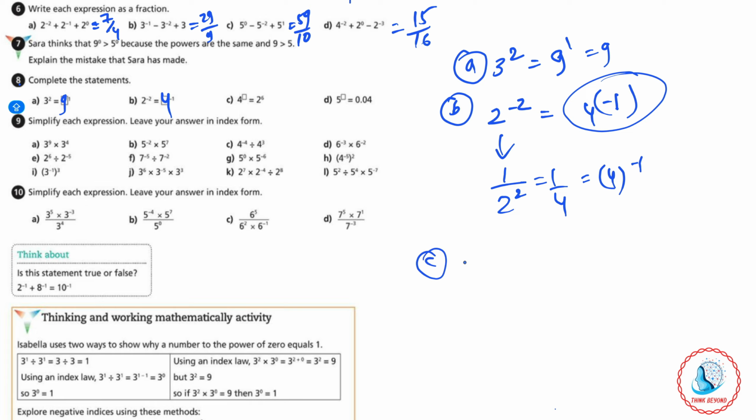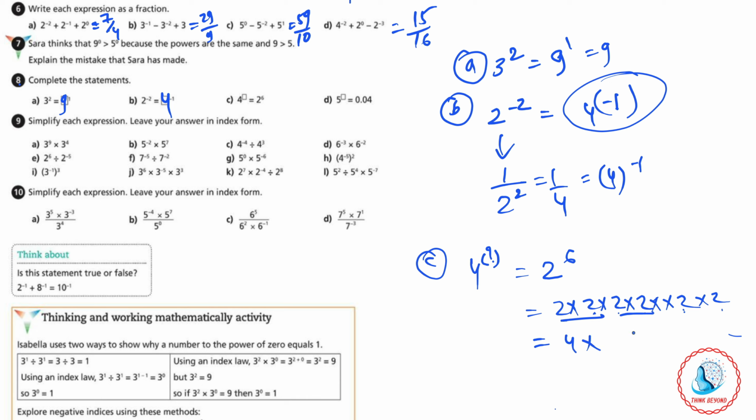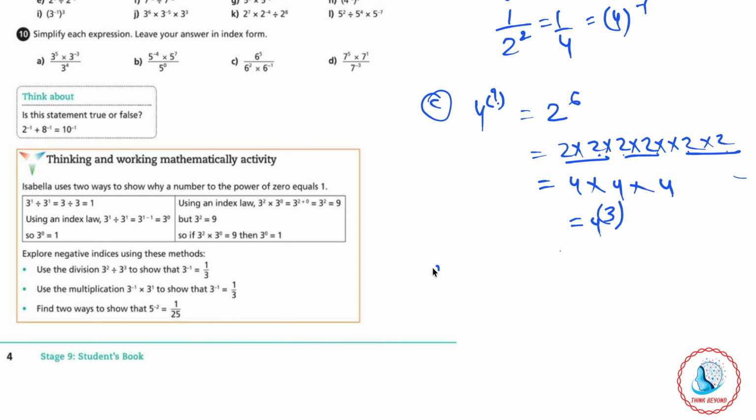Now question number C. Question number C says what will be here? Okay, is equals to 2 raised to power 6. So solve it. 2 times 2 times 2 times 2 times 2 times 2. How many times? 1, 2, 3, 4, 5, 6. So this is 4, this is 4, and this is 4, right? So this is 4 raised to power 3. So 4 raised to power 3 is our answer. Now question number D.